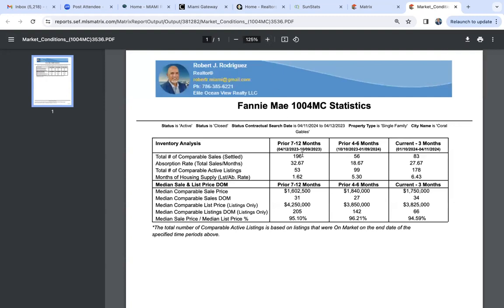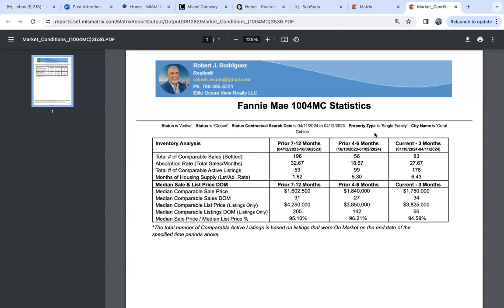All right, taking a look at the first column, that's going to go from April 12th of last year through October 9th of last year. The middle column goes from October 10th of last year through January 9th of this year. And then the last column here goes through January 10th of this year through today's date, April 11th. All right. So the first line is the number of sales.